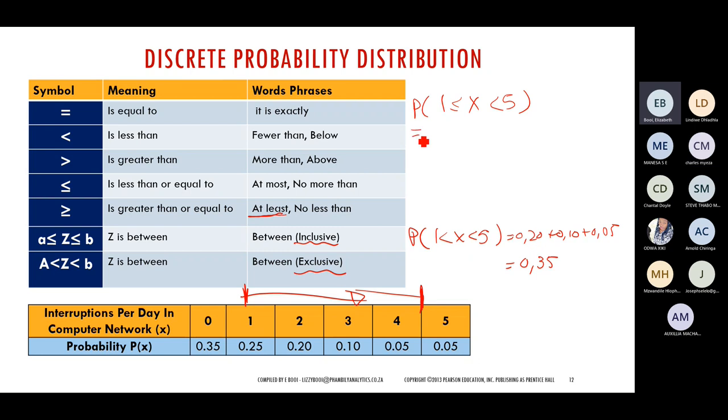So therefore, this is 0.25 plus 0.20 plus 0.10 plus 0.05, which equals 0.60.